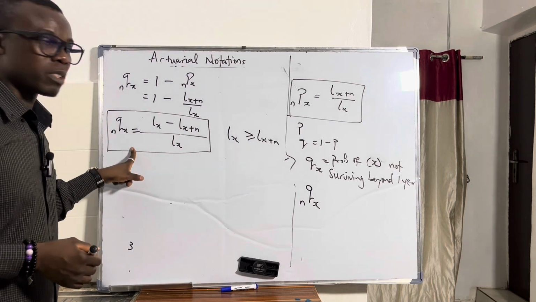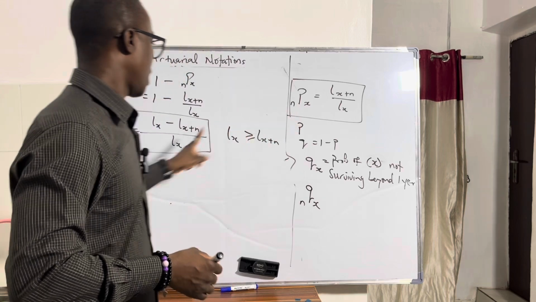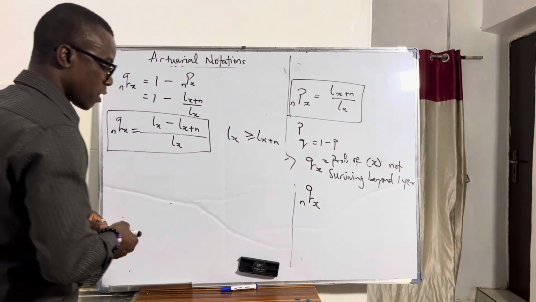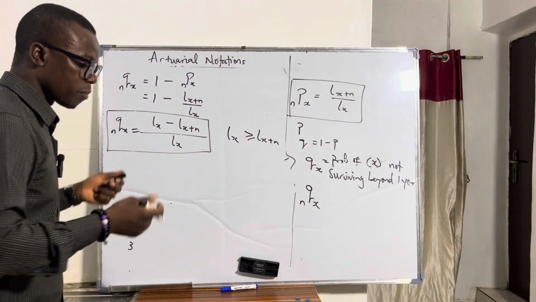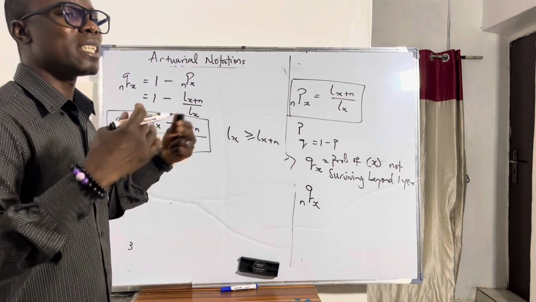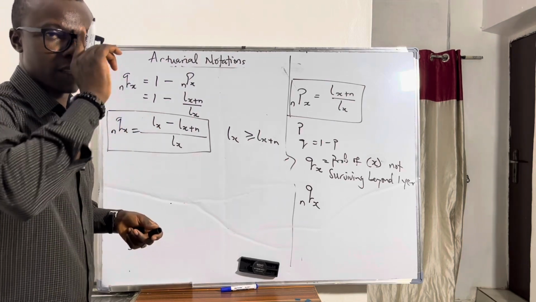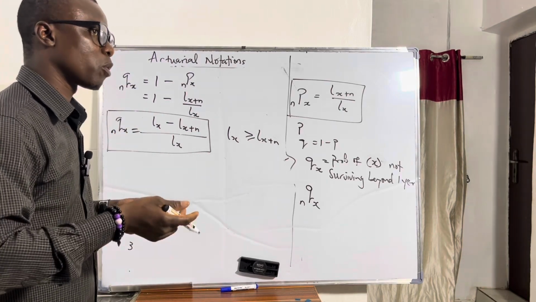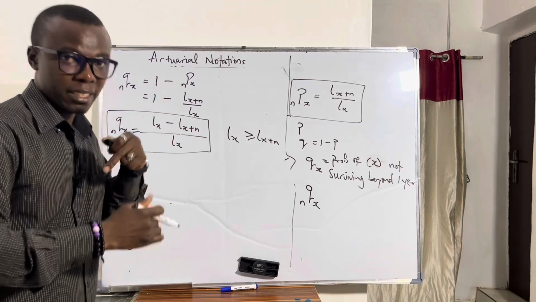So this is a very important notation, just as this. And then we have this also. Again, we want to know how many deaths occurred, when they were all X years old.